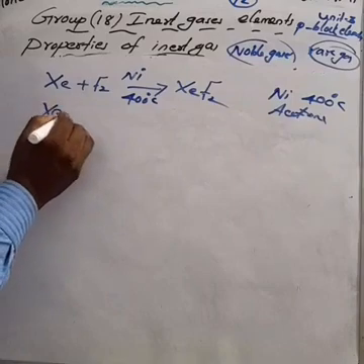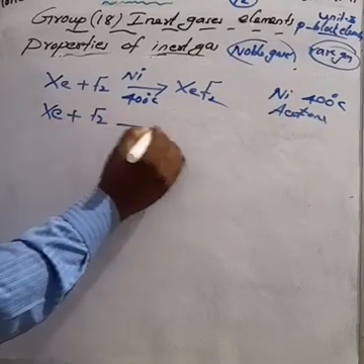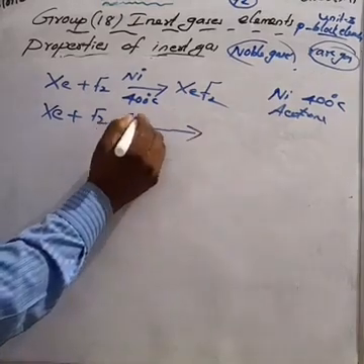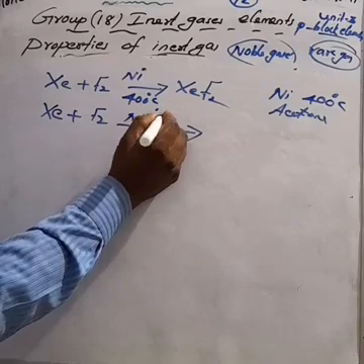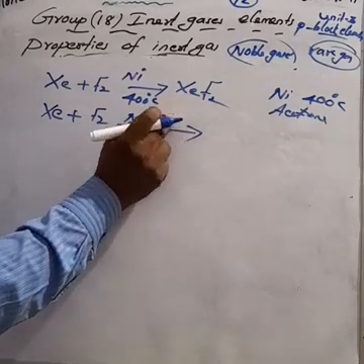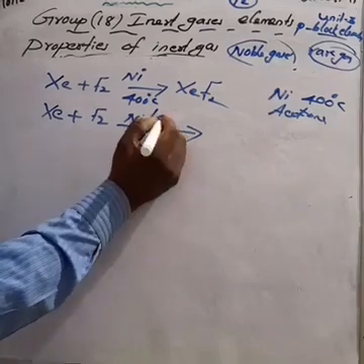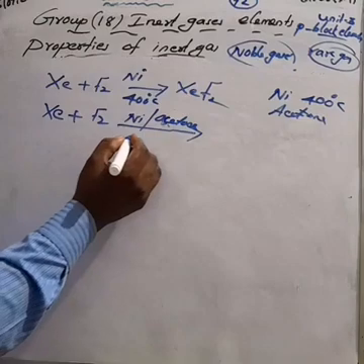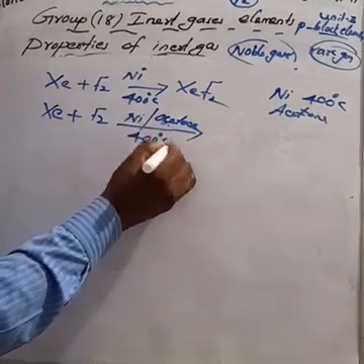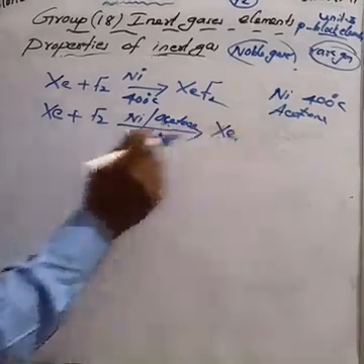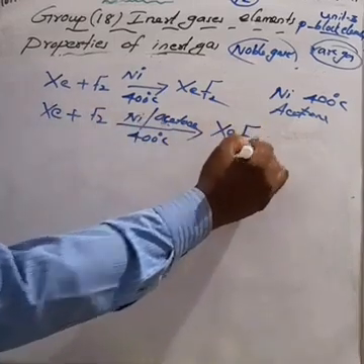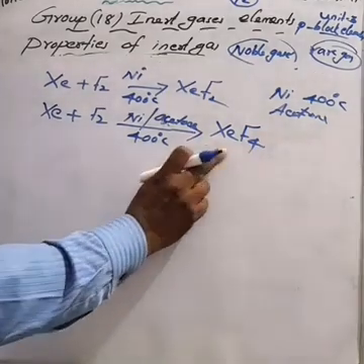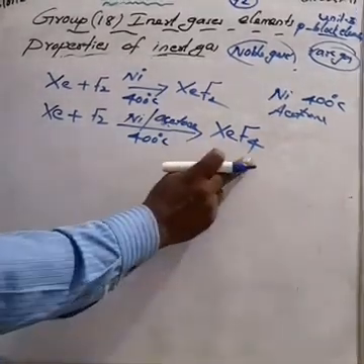Xenon reacts with fluorine. It is Xe plus F2 in the presence of Ni and acetone. All of you know the formula of acetone, that is CH3COCH3. Am I right? Dimethyl ketone. The temperature is about 400 degrees Celsius. We get xenon combining with fluorine to give xenon tetrafluoride. Tetra means 4. So XeF4, that is xenon tetrafluoride.